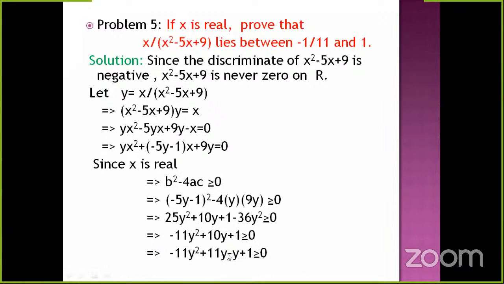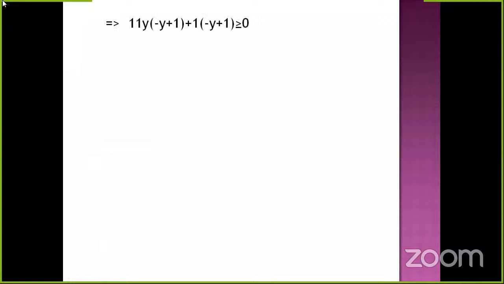So I can write this 10y as 11y minus y. This is the process of factorization. Minus 11y square plus 11y minus y plus 1 greater than or equal to 0. By taking 11y common from the first two terms, I will get 11y into (minus y plus 1) plus 1 into (minus y plus 1). Again, by taking (minus y plus 1) common, I will get (minus y plus 1) into (11y plus 1) greater than or equal to 0.